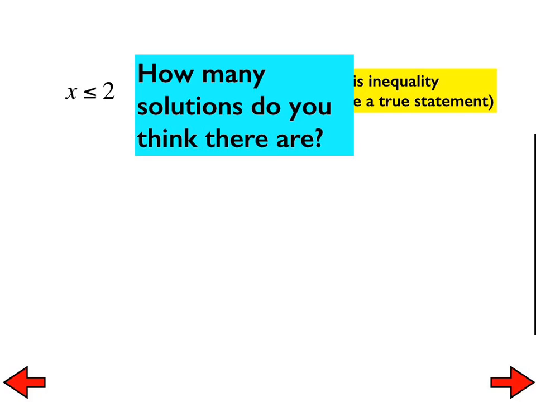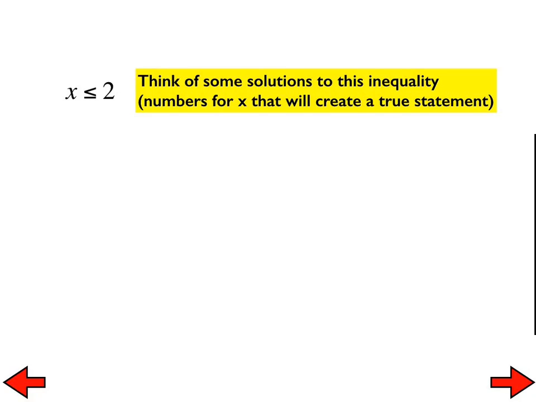In math, when there are an unlimited number of solutions, we say that there are an infinite number of solutions, because there are an infinite number of numbers that are less than or equal to 2. Michael gave us negative 1 billion. That's way, way down the road. I heard 0 and negative 1 and 2. But there are an infinite number of numbers that you could put in for the letter x and make a true statement.